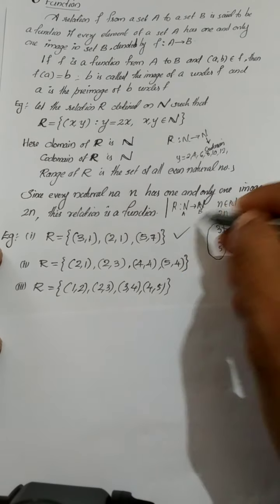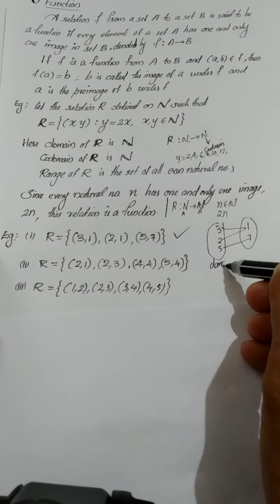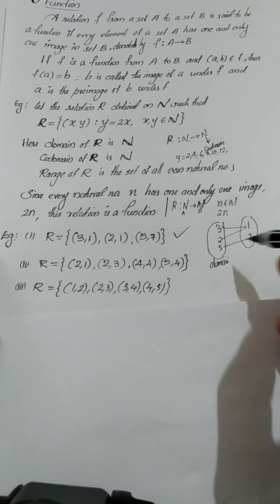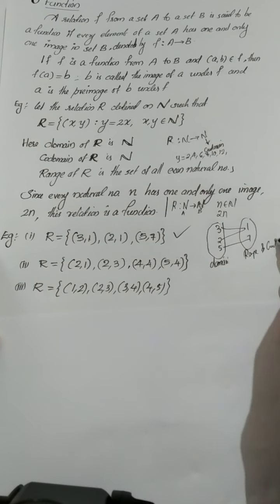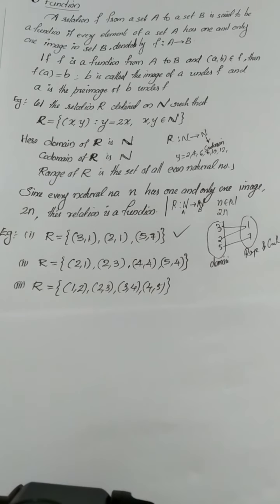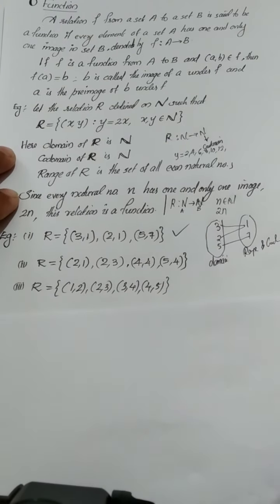This is the domain of that function. And this is the range and codomain. Here range and codomain are same. So look at the next one.